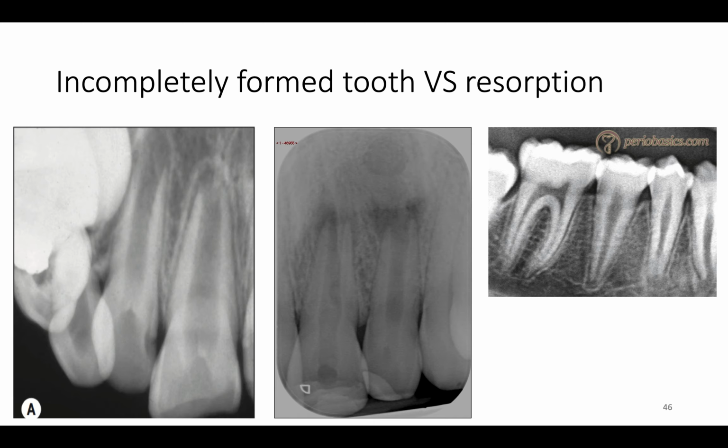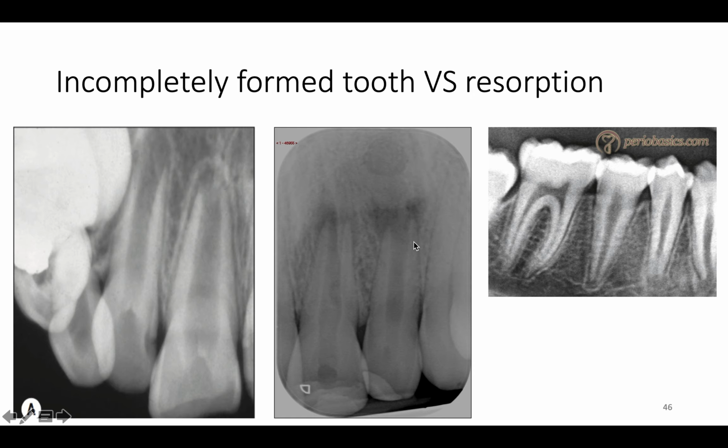I want you to be careful when you read your radiographs. Ask about the patient's age, ask about previous trauma or history of trauma, and also have a look at the contralateral tooth. Okay, so in this radiograph, this is not resorption. This is a young patient. The tooth has just erupted and the apex is incomplete. So this is a normal tooth. We don't need to do anything. This is not resorption. Okay, this is a young immature tooth. The apex hasn't closed yet.